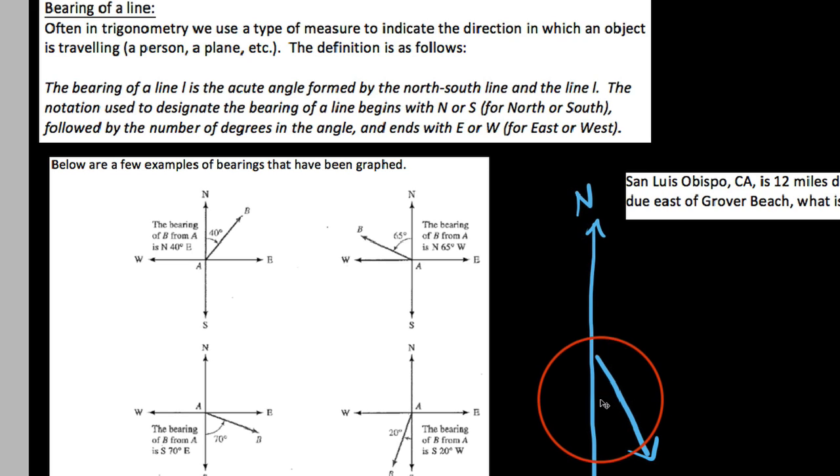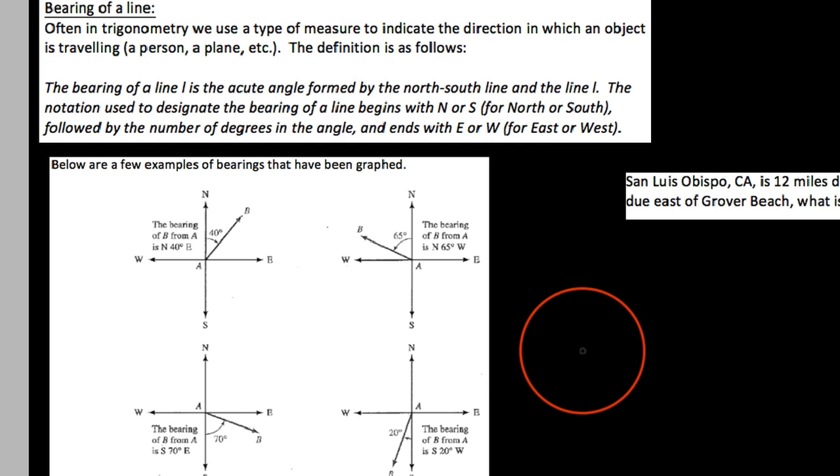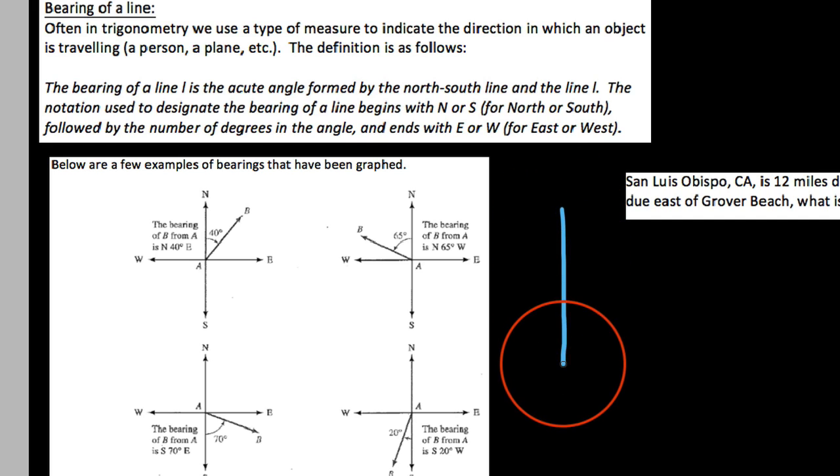So we know what the bearing of a line is. It is the acute angle formed by the line or direction we're heading in and the north-south line, okay? We just need to learn how to classify them now. So you'll notice the second sentence I wrote here says the notation used to designate the bearing of a line begins with either north or south, okay, so N or S, followed by the number of degrees in the angle and ends with east or west. So really, we're always going to start either up north or down south.